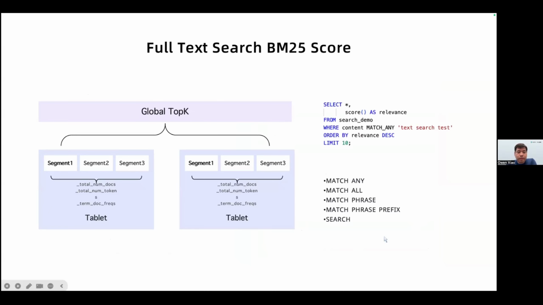And in 4.0, Doris added the BM25 score feature in full-text search. You can order by the relevance score of the match result, and you can get the most relevant documents you need.